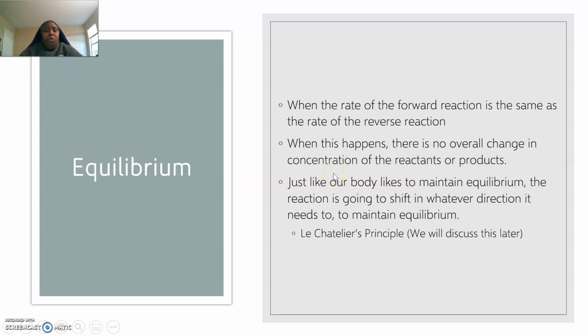Now, for those of you, I think most of you guys have taken biology. So if you think about it like homeostasis, right? Homeo meaning same. Body wants to keep basically everything at the same level. So we have all sorts of buffering systems in our body that will keep things in an acceptable level. It's the same thing with chemistry. So just like our body likes to maintain equilibrium, the reaction is going to shift in whatever direction it needs to maintain equilibrium. This whole principle is called Le Chatelier's principle. We're going to discuss that later. Those are actually the notes that are in section 4 once we get there.